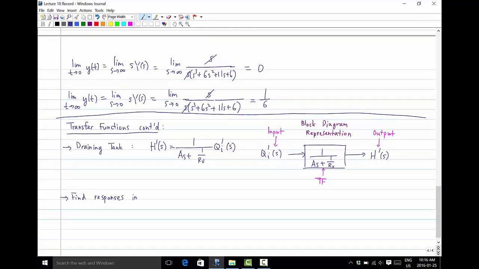Let's find the response in the height of the tank with respect to two different types of changes. The first type of change is a step change with magnitude of m in qi of t.